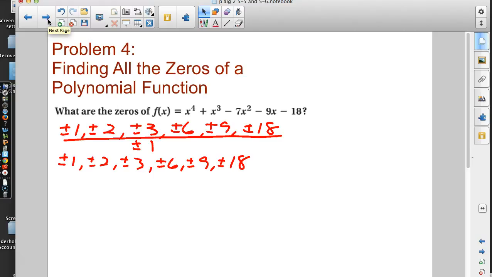So, mighty graphing calculator, we need x to the 4th plus x to the 3rd minus 7x squared minus 9x minus 18. Oops, that's not an 18. That would have messed me up big. 18. Boom. Zoom 6. Looks like -3 and +3. Let's check the table. Second graph. -3 and +3. There they are. So let's try them.